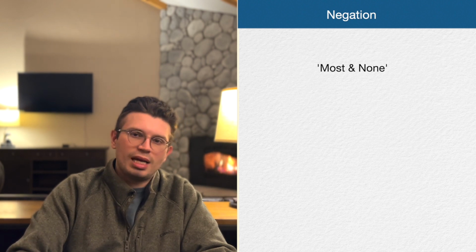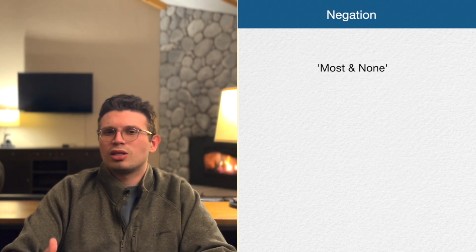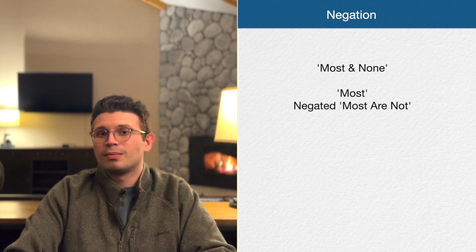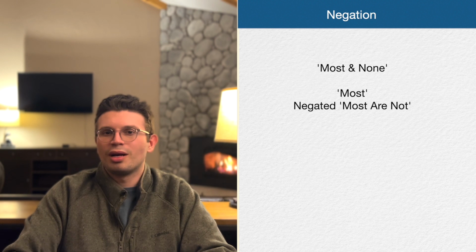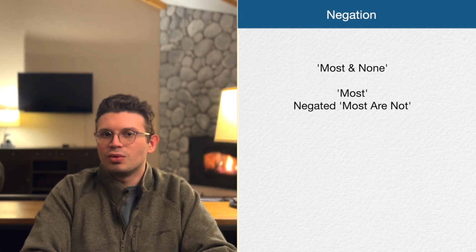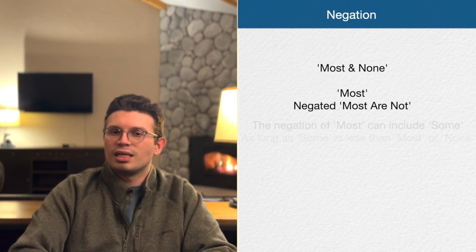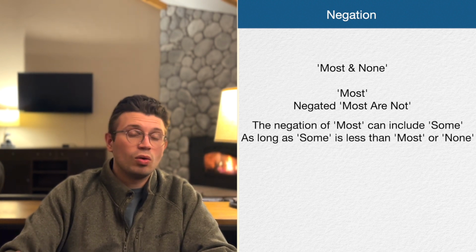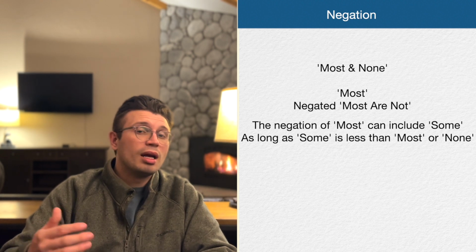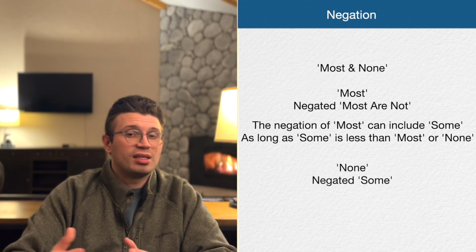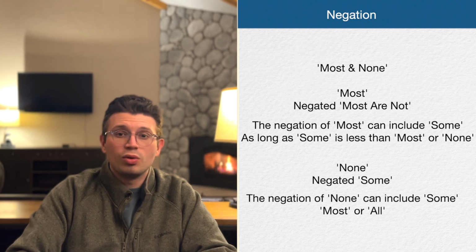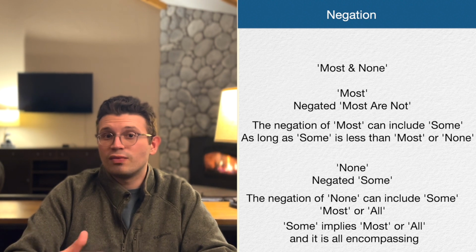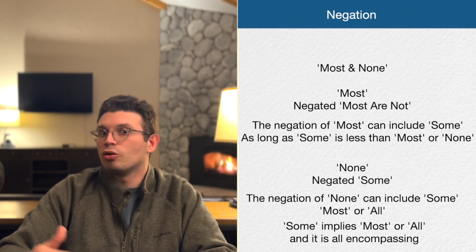Next up, we have most and none, which are definitely tricky. Okay, so let's quickly take a look at these. Most negated is most are not. Okay, let that sink in for a second. The negation of most can include some, as long as some is less than most, or none. Okay? None negated is going to be some, because the negation of none can include some, most, or all. Why? Because some implies most and all, so it's all encompassing, right? The negation of none is just not none. Okay, so one or above.